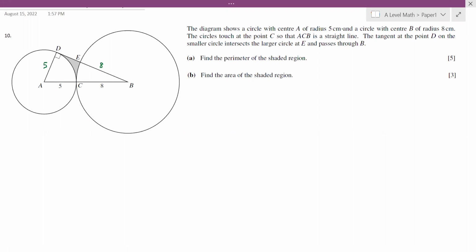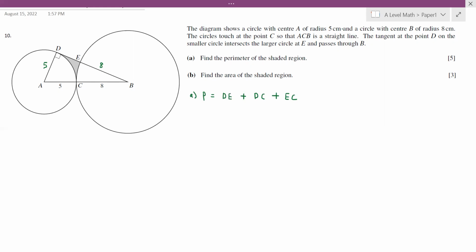D, B, and A is a right triangle, and we need to find the perimeter of the shaded region. To find the perimeter of the shaded region, we need to find the length of DE. So for part A here, the perimeter is actually the length of DE plus the arc DC as well as the arc EC.